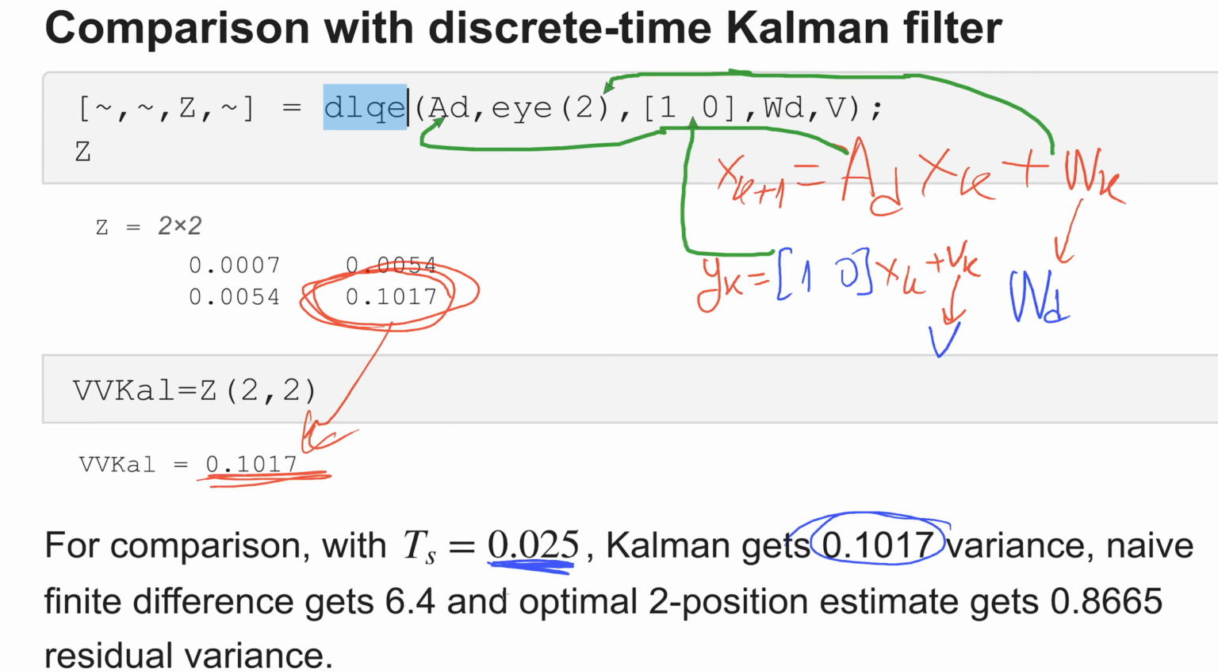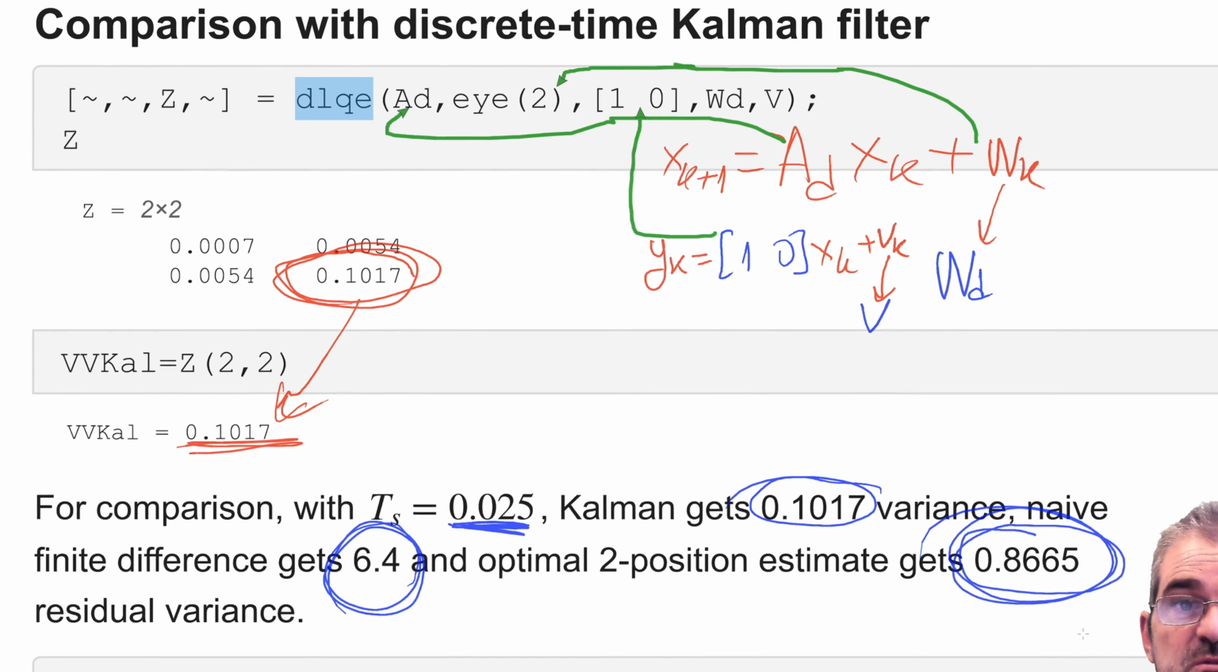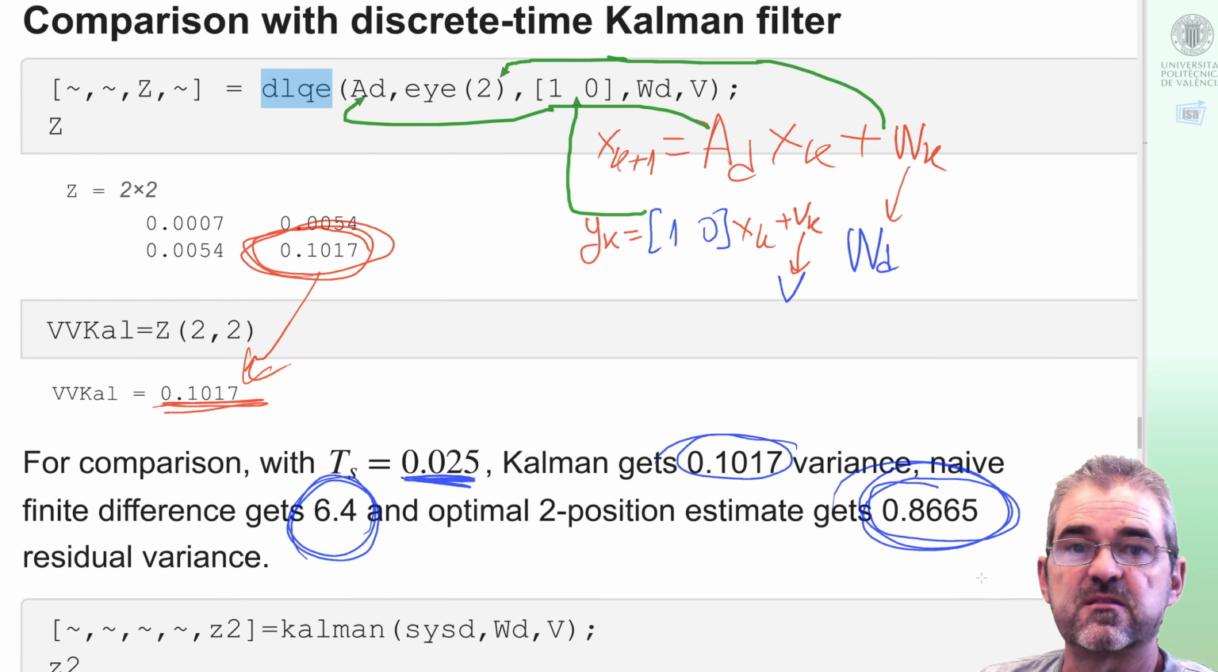So for instance, from previous examples with 25 millisecond sampling period, I get this 0.1 variance in Kalman, and the naive finite difference estimate gets 6.4 speed error variance, which is rubbish compared to 0.1, of course. And with two samples, the optimal statistical estimator gets 0.86, which is much better than 6.4, but barely scratches the surface of what can be done with an infinite number of past samples, which can reduce variance almost by a factor of 9, getting from 0.9 to 0.1. So this is it.